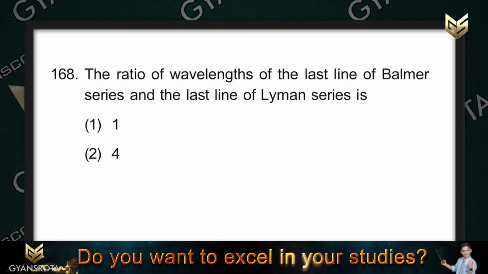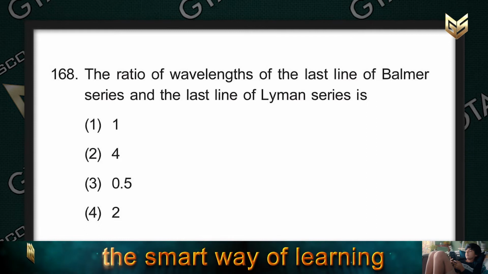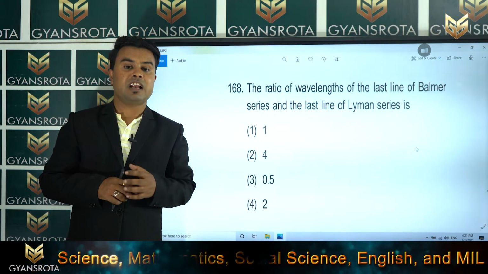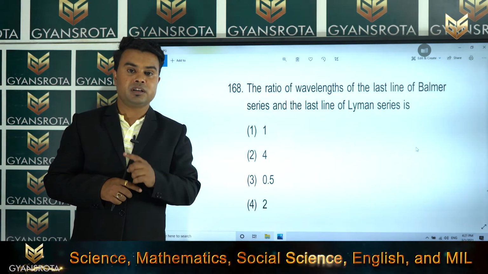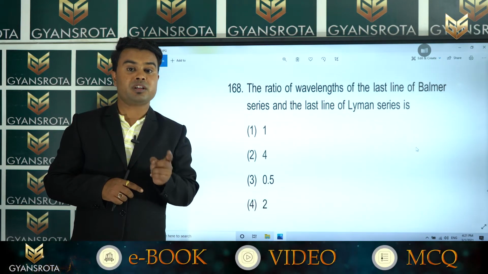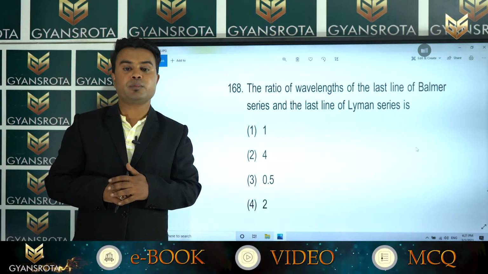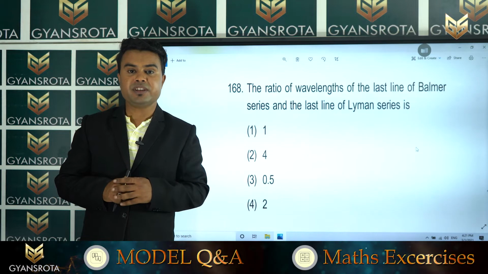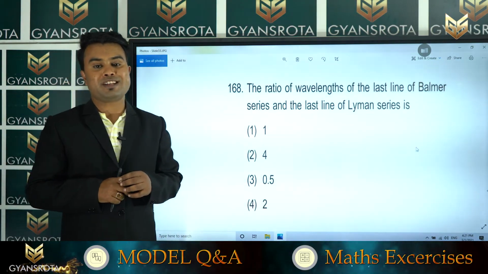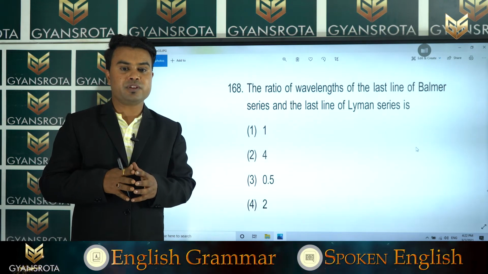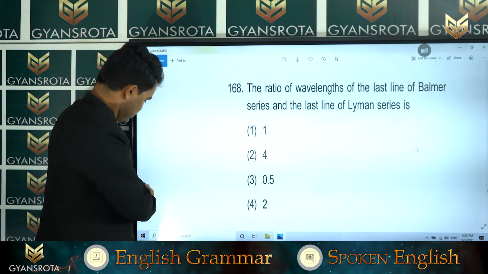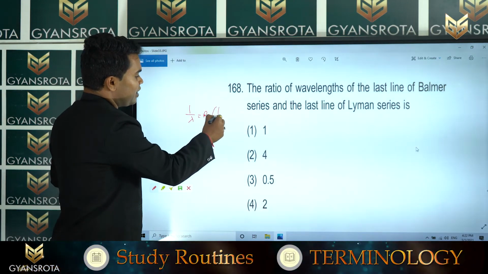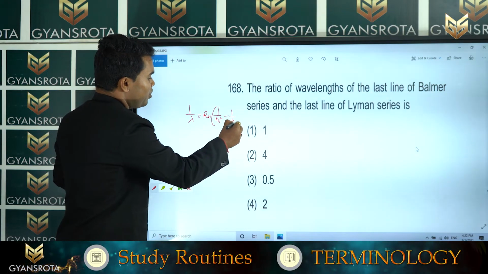The ratio of wavelength of the last line of Balmer series and the last line of Lyman series. Whenever I say the last line, it means the orbit number is infinity. This is from the chapter atoms. Your electron will be jumping from infinity, for both Balmer as well as Lyman series. So let me give you the formula: 1 by lambda is equal to RH, that is your Rydberg constant, times 1 by n1 square minus 1 by n2 square.